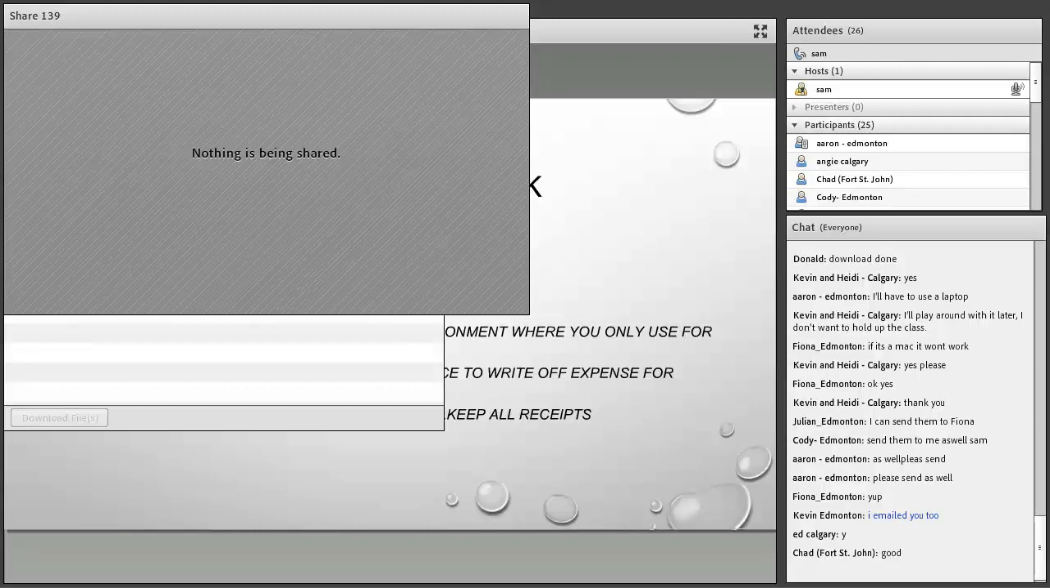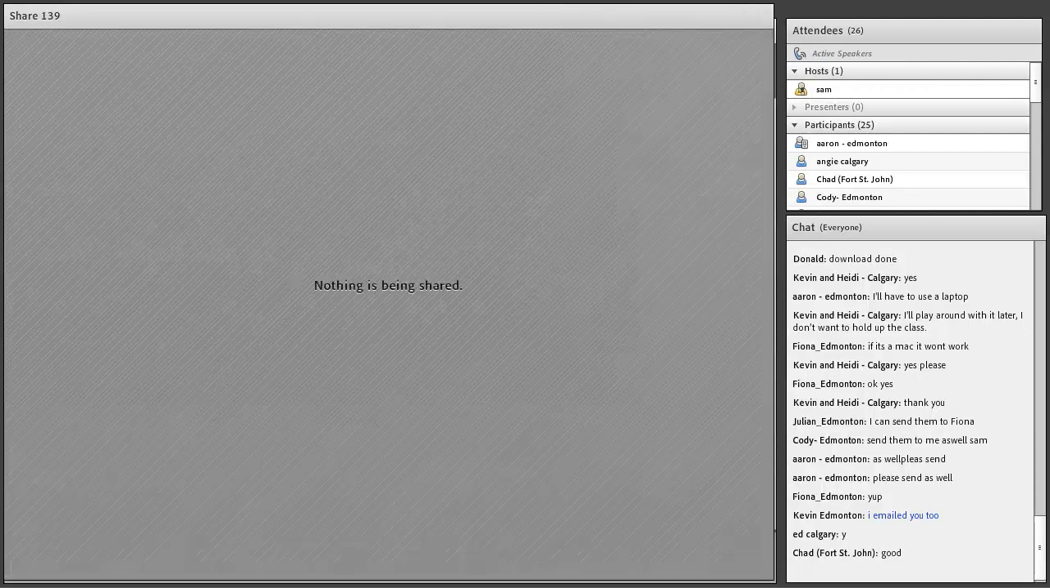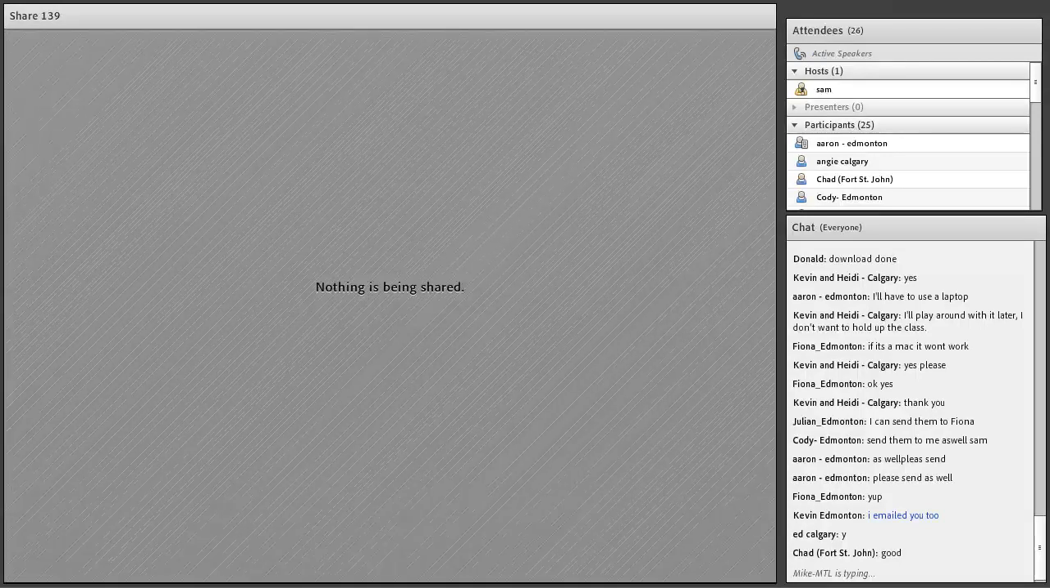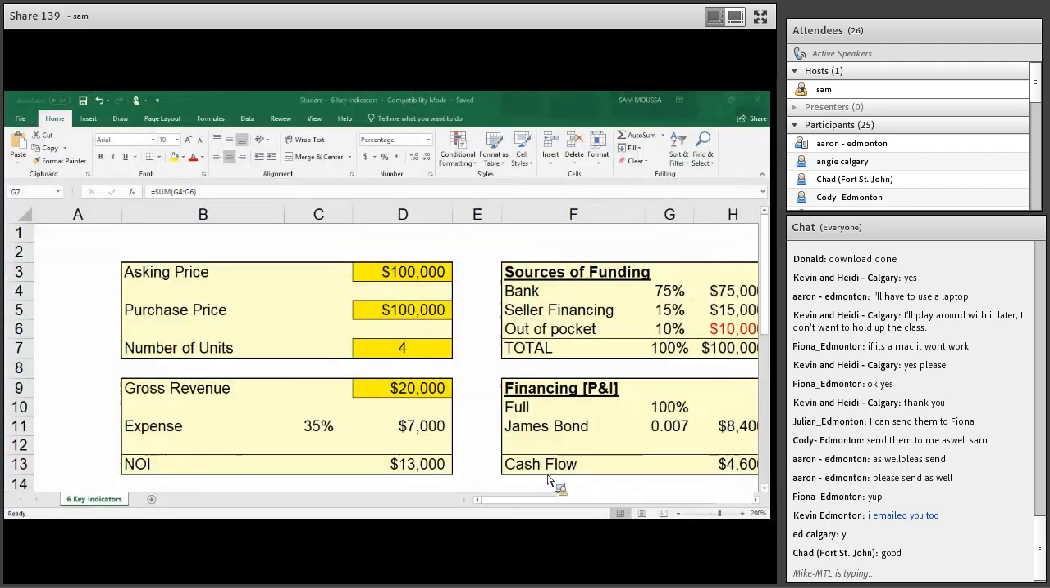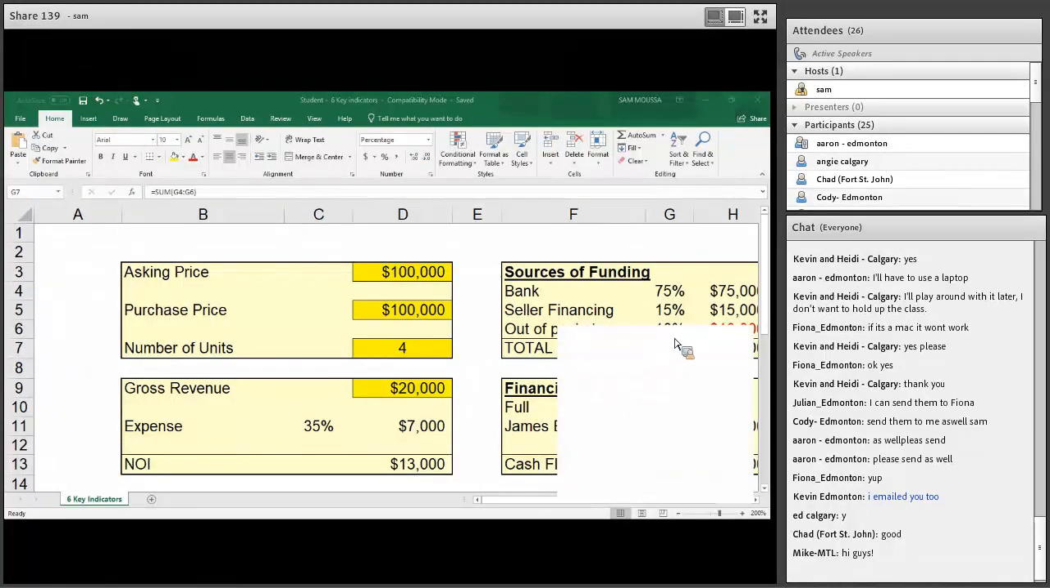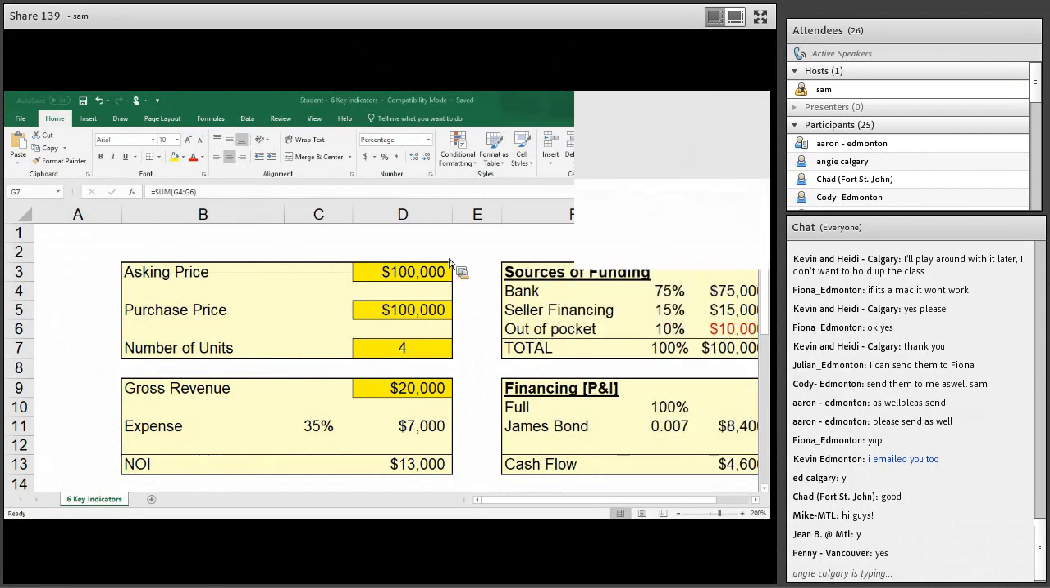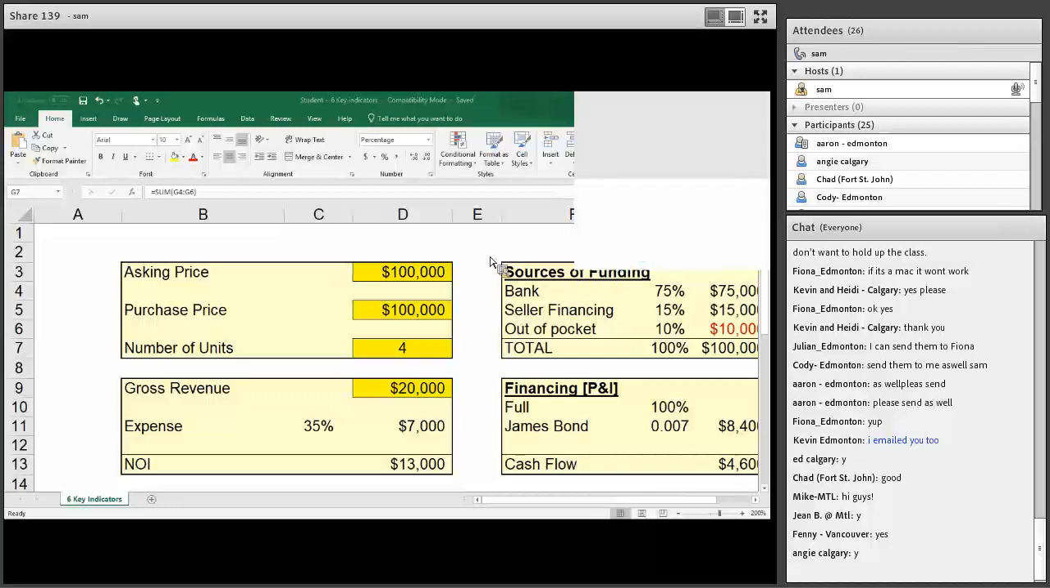So I'm going to share my screen and we're going to go through the 6 key indicators. Let me just open that up. Okay, can everybody see that? Okay, good. The black box that you see at the top there, that's a box that I have to keep open so I can see you and keep the text box open. So we'll go through this together.